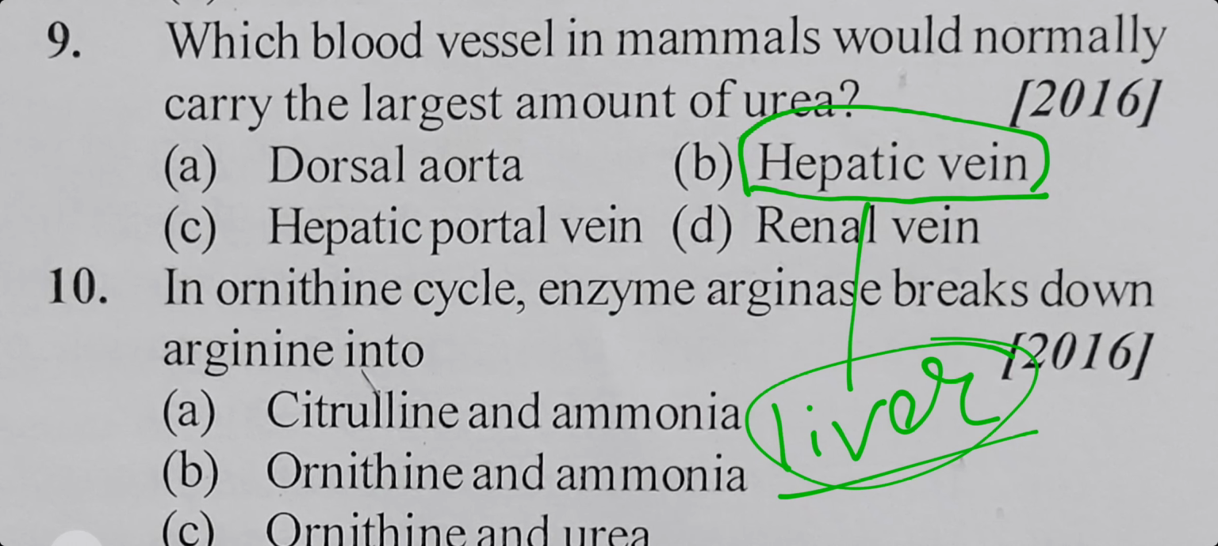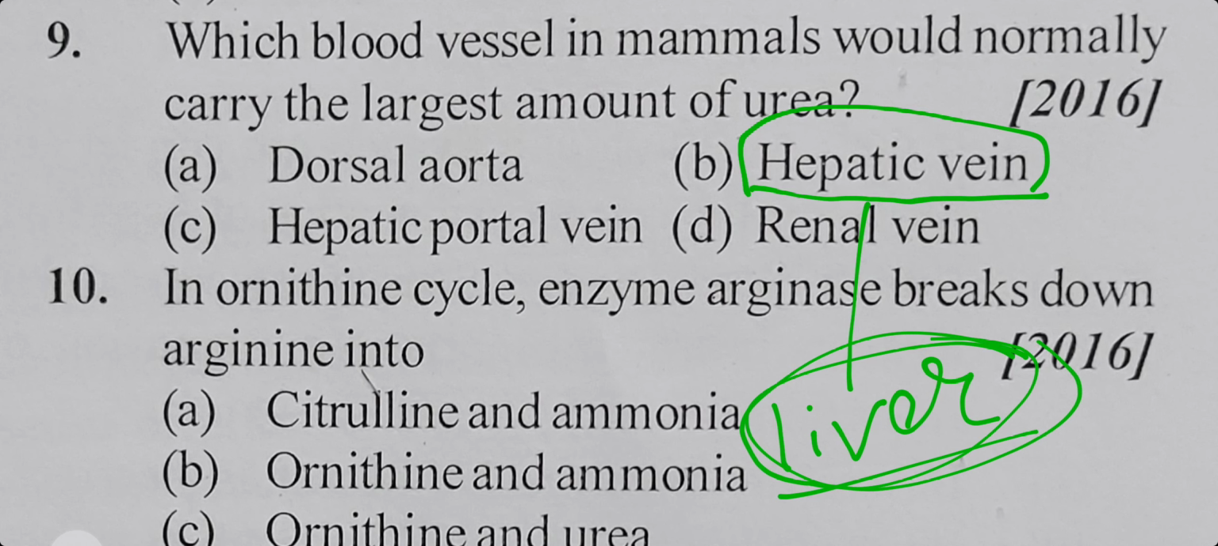So hepatic veins carry the maximum amount of urea. Also, ammonia is a highly toxic chemical, and the conversion of ammonia into urea is done in the liver. Later it gets released into the blood, which is then filtered out by the kidneys. So now we'll move on to the next question.